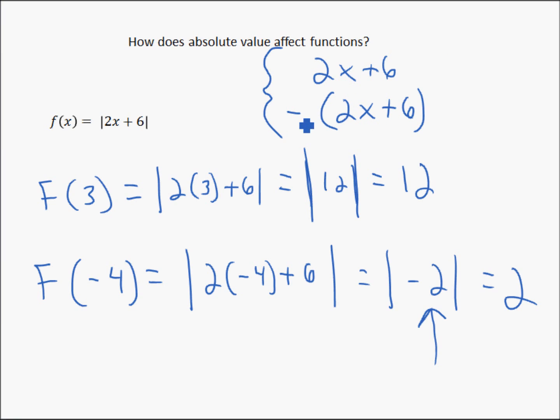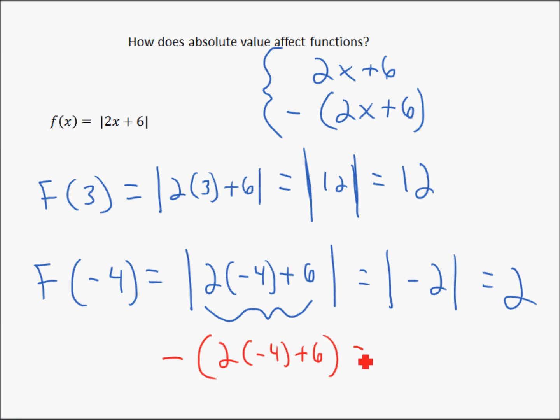Now this negative does not mean that this is a negative number here, okay? It just means you're changing the sign of whatever you get out of here. So actually, this only happens when 2x plus 6 is a negative number, and then the negative out front is going to change it to positive. That's exactly what happened down here. I plugged in negative 4, I got negative 2, and the absolute value changed it to 2. It's the same exact thing as saying that's just the opposite of 2 times negative 4 plus 6, which is the opposite of negative 2, which is 2.